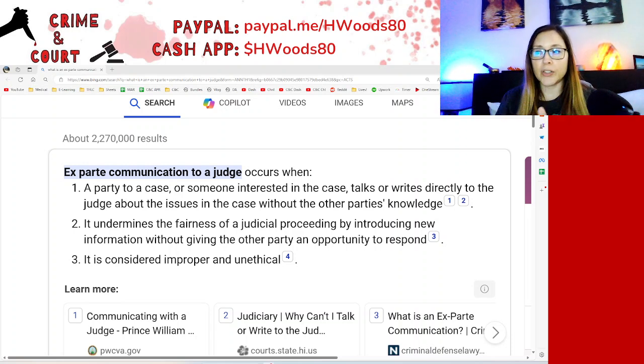Or two, it undermines the fairness of a judicial proceeding by introducing new information without giving the other party an opportunity to respond. So that's the ex parte filing. You can file something where the other person doesn't get to see it or look at it. Maybe it's just for the judge's information for some foundation or something, or it's confidential and you don't want the other side to know. And number three, it is considered improper and unethical. So that is what an ex parte communication to a judge is. So I think that we qualify for that with these communications that we're about to read.